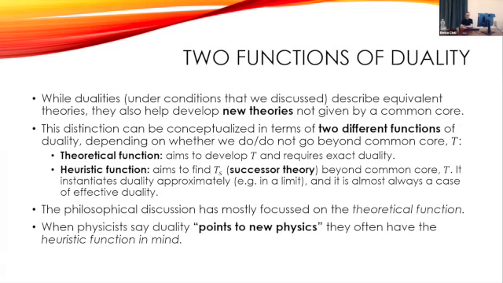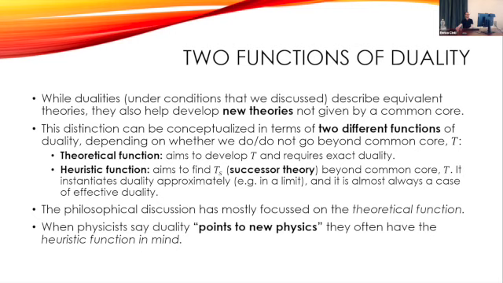Here I would like to make a distinction between 2 functions. On the one hand, we have what I call the theoretical function, where the aim is to develop a theory that is common to these 2 models, so that the models are exactly instantiated. That's what we've discussed so far. The other one is the heuristic function, where we look for a successor theory, a theory that goes beyond the models that we already have. So the duality will not be instantiated in that theory, or the models will not be exact representations of that theory, precisely because it goes beyond the two models.